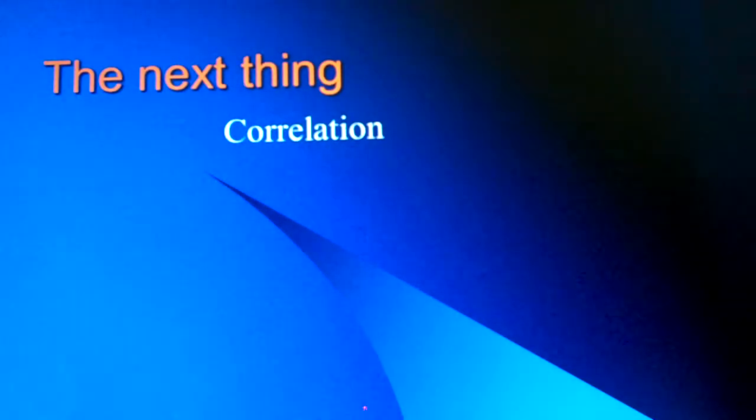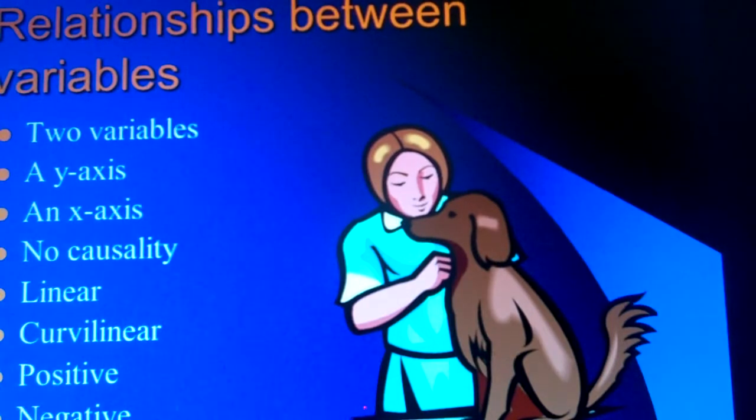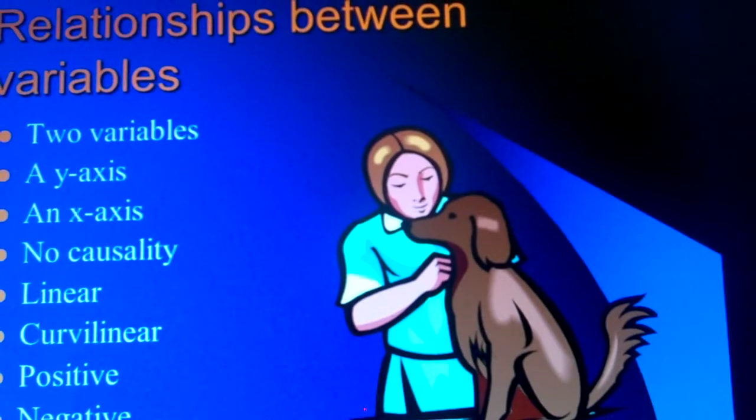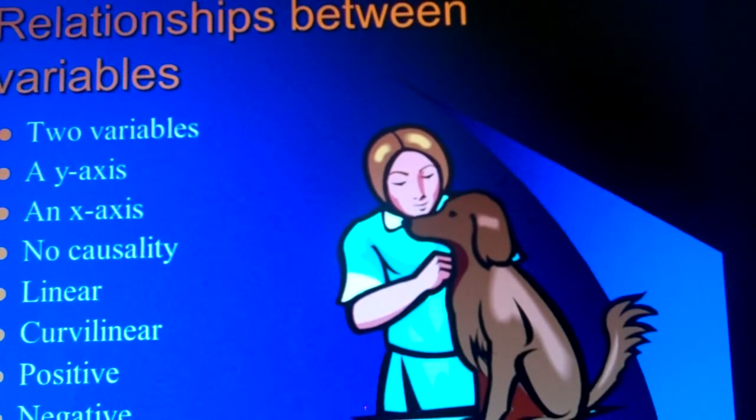Pearson correlation, the next big thing. Again, Pearson is about the relationship between two variables. There's a y-axis going up, x-axis going across the bottom. And you don't compare, but you look at variables and see their correlation by charting them on this Y and X axis.